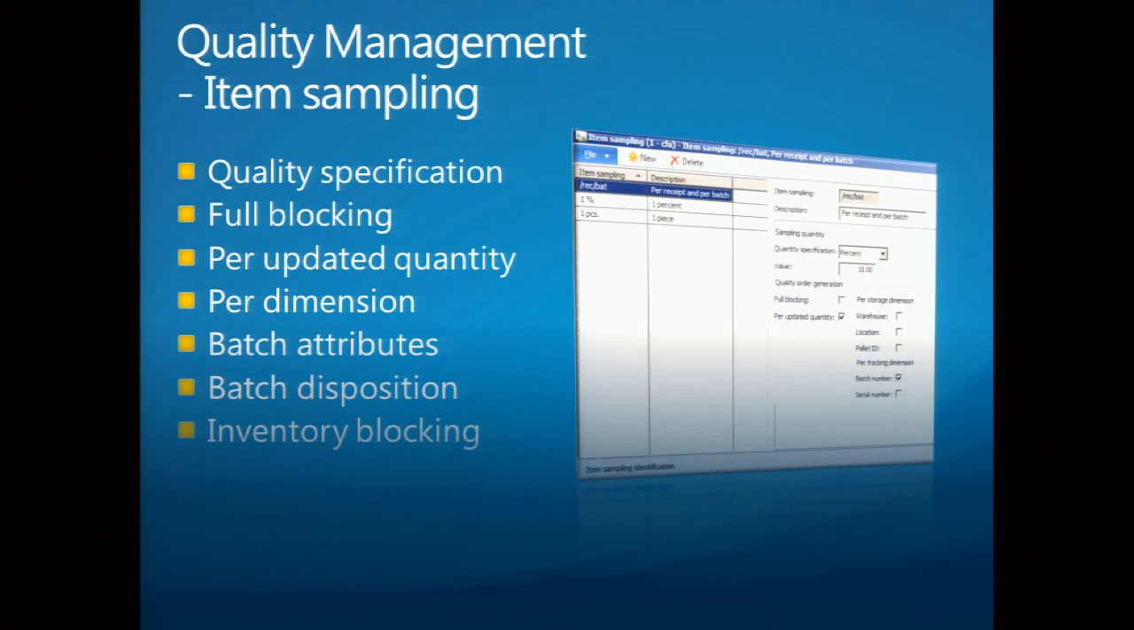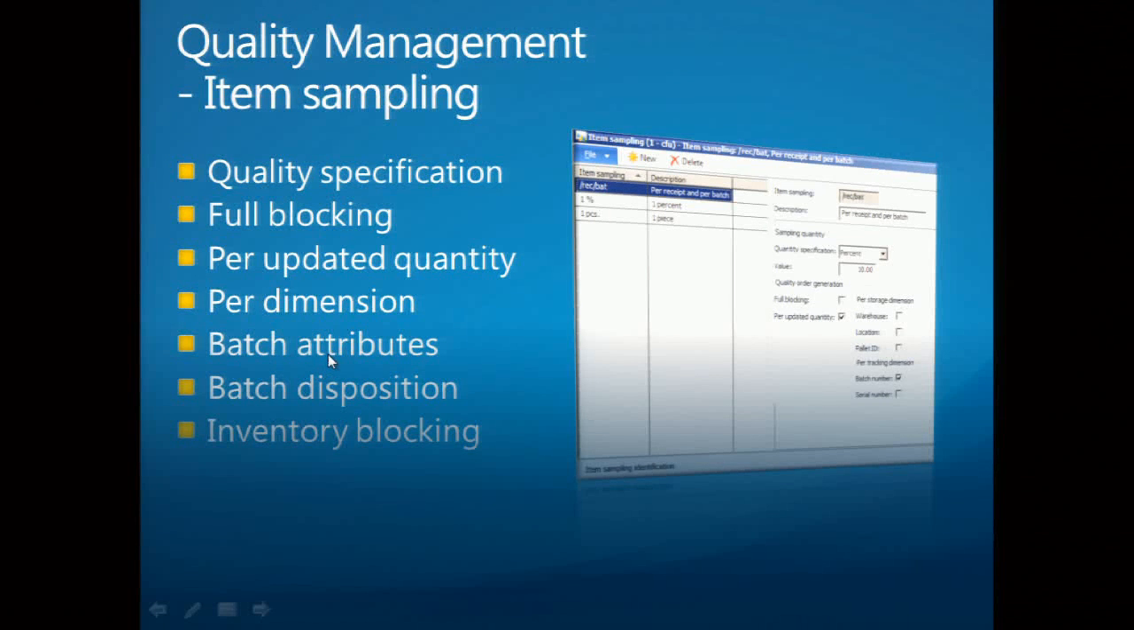Right? So you can choose that, and whatever dimension you choose, and whatever quality order you get, there will always be an inventory transaction in the back end, which will reserve all that material so that you cannot issue it. That's inventory blocking.